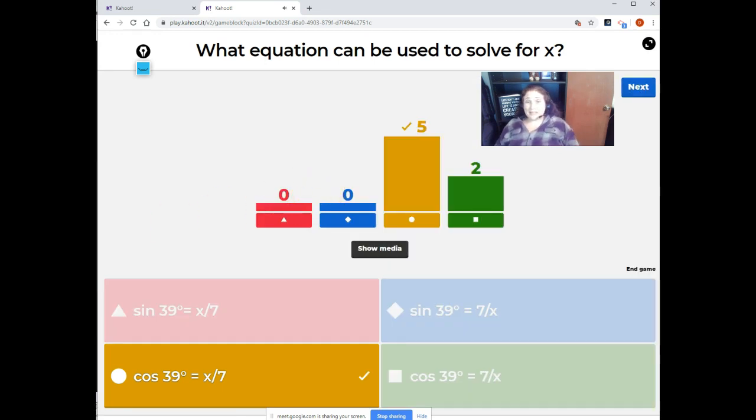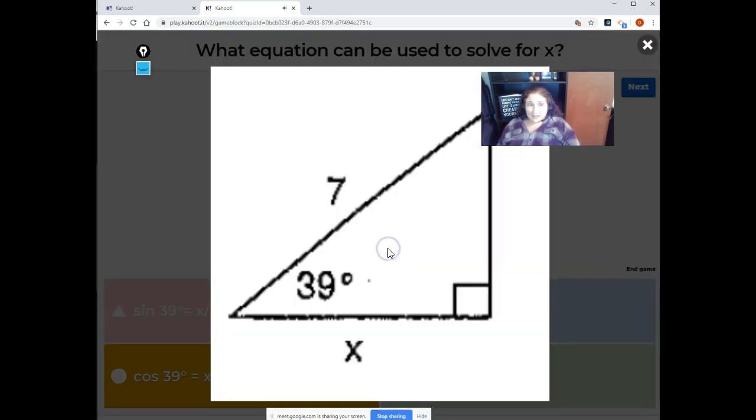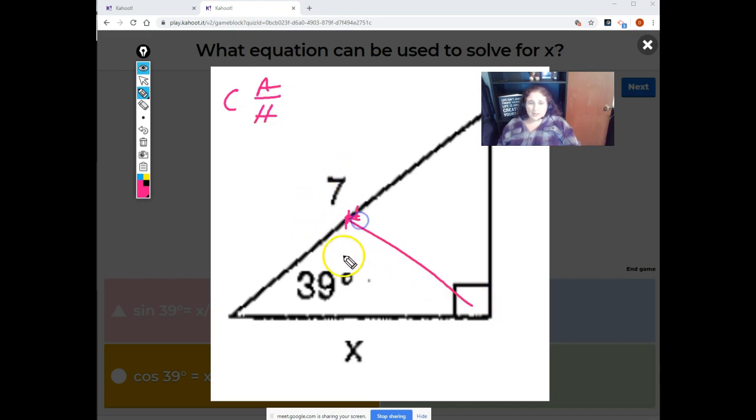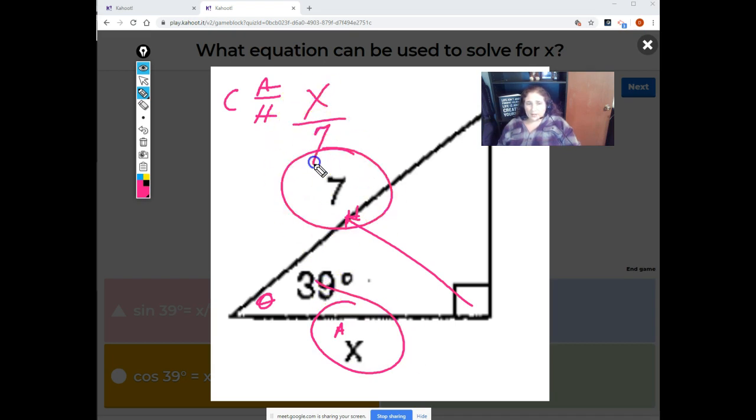Very good. At least everyone knew it was cosine. That's fantastic. Let's just double check real quick. Remember, cosine is adjacent over hypotenuse. So hypotenuse is always the side that's opposite the right angle. Theta, adjacent. Again, adjacent, X over hypotenuse 7.